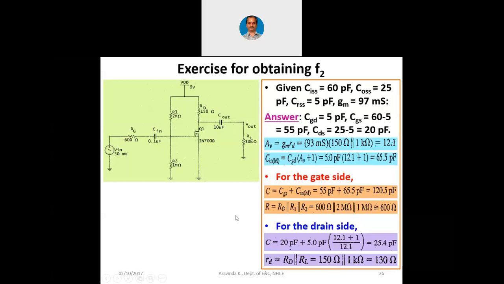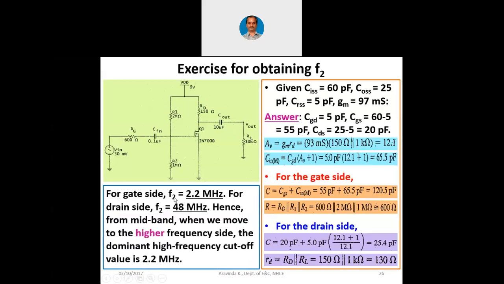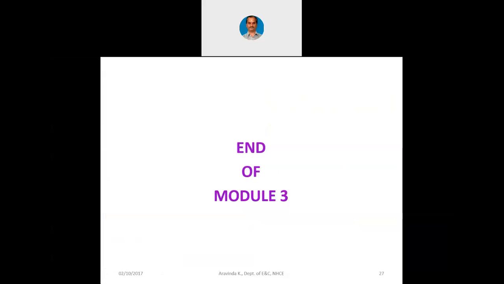Using all these values, for the gate side we get F2 or FH equals 2.2 megahertz, and for the drain side we get 48 megahertz. Now which one do we have to take? Obviously 2.2 megahertz. From the midpoint, when we move to the higher frequency side, the dominant higher frequency cutoff is 2.2 megahertz. So the approximate bandwidth of this amplifier is around 2.2 megahertz. With that, I am coming to the end of module 3.